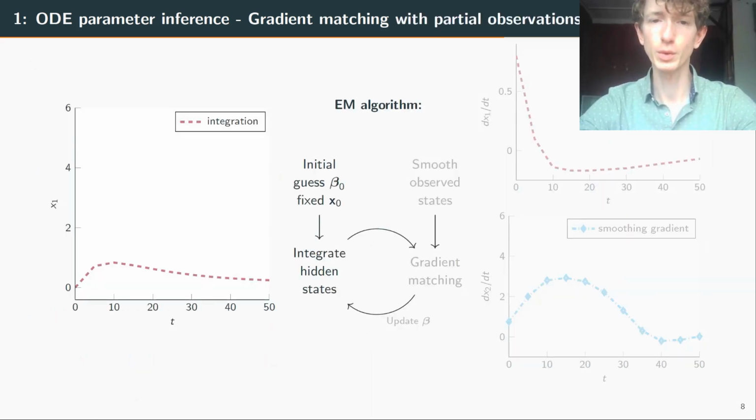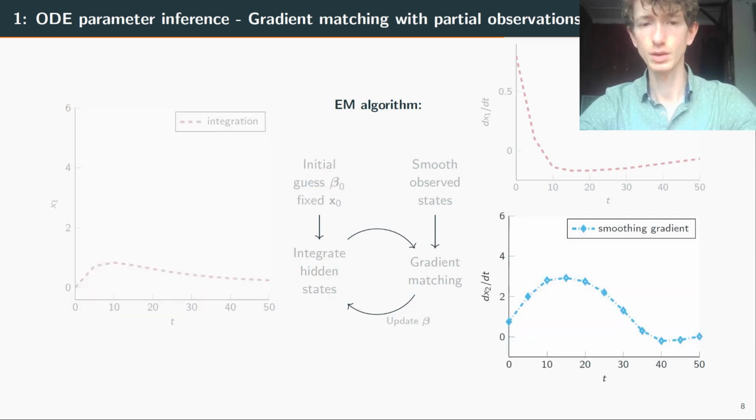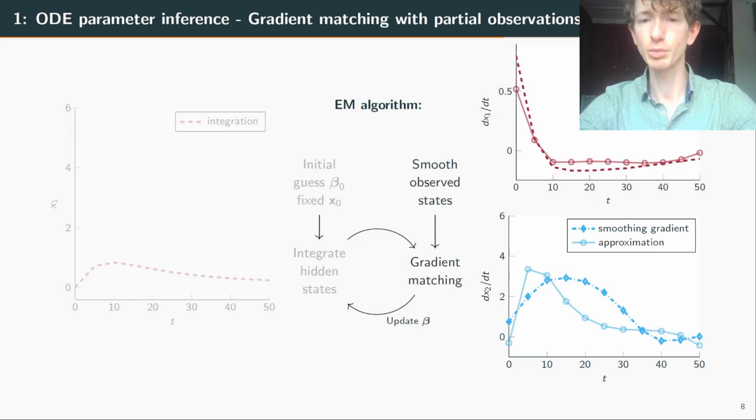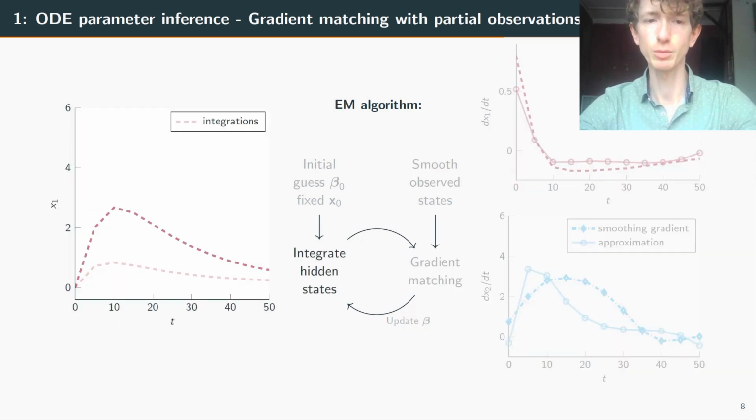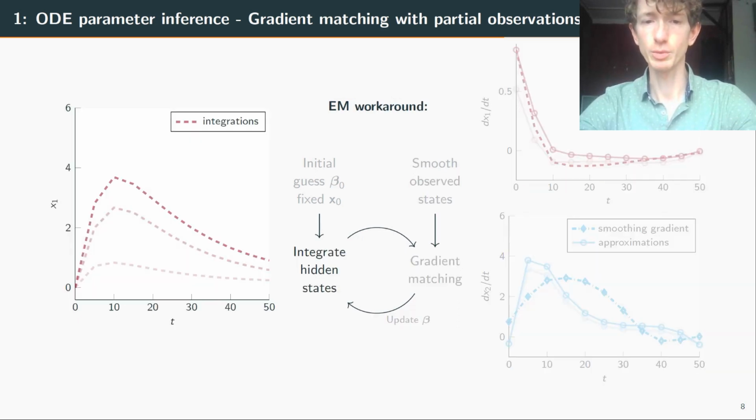Nevertheless, gradient matching requires all states to be measured. So to sidestep this obstacle, we use an EM algorithm where the unobserved states are the latent variables. We start from an initial parameter vector beta 0 and a known set of initial conditions x0. Next, we integrate the system to obtain the hidden states. Once we smooth the observed states, we can use gradient matching to update beta. With this updated estimate, we can integrate the system again and repeat these two steps until convergence.